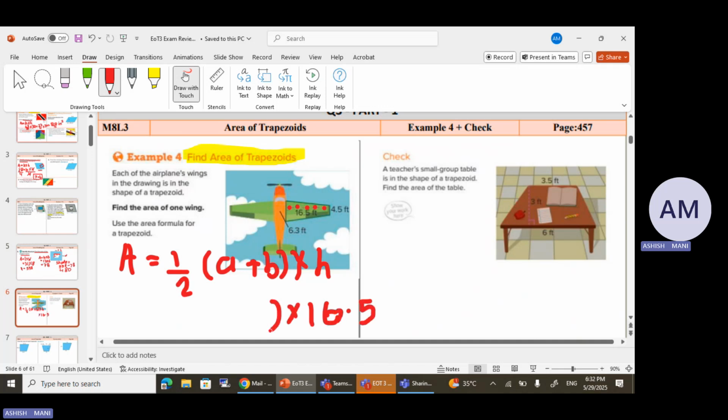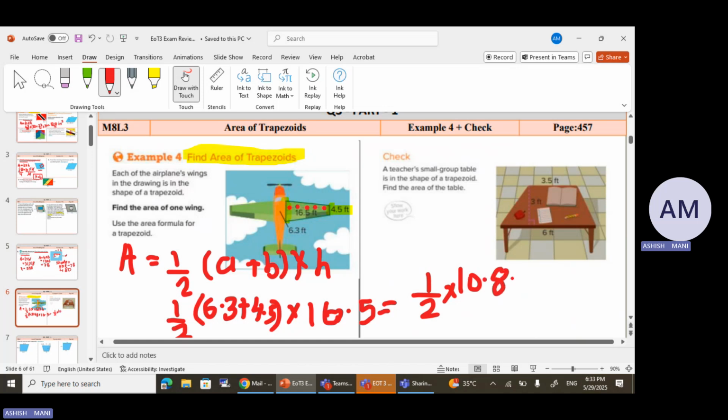Now what are a and b? A and b mean the parallel sides. Here the parallel side is 4.5, and this other one is the parallel side, which is 6.3. So we write 6.3 plus 4.5, and also 1 over 2. First we solve the bracket: 1 over 2 multiplied by 6.3 plus 4.5, and it will come to 10.8.